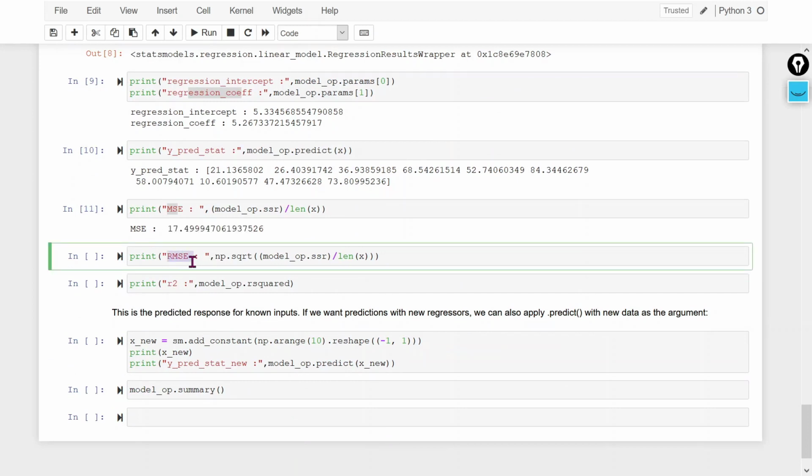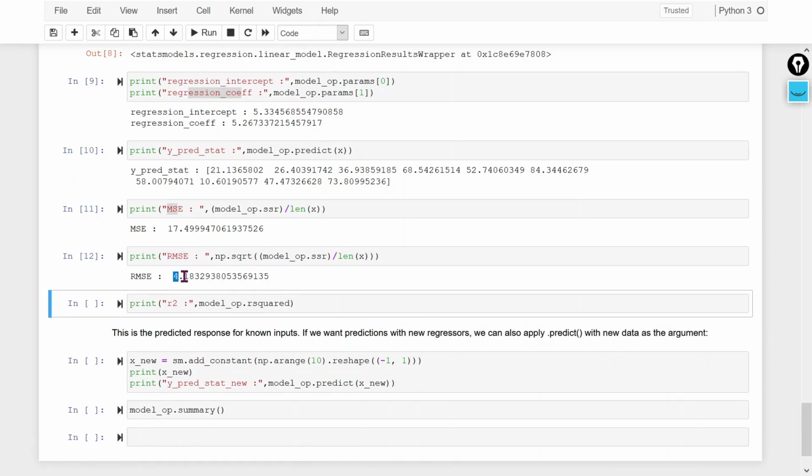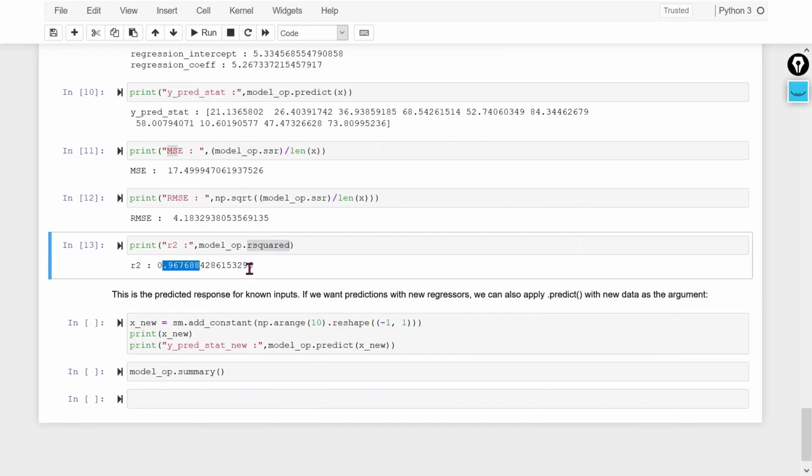The same with root mean square error, it means the square root of the MSE. We get 4.18. R squared we can also calculate by using this particular method. For R squared we get 96.76. It means we can say 96.76% of the variation in y is explainable with the help of the independent data, our input data.